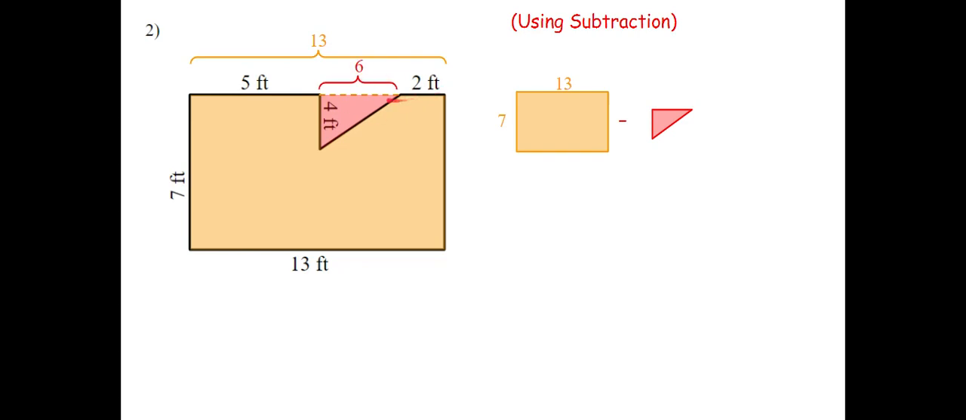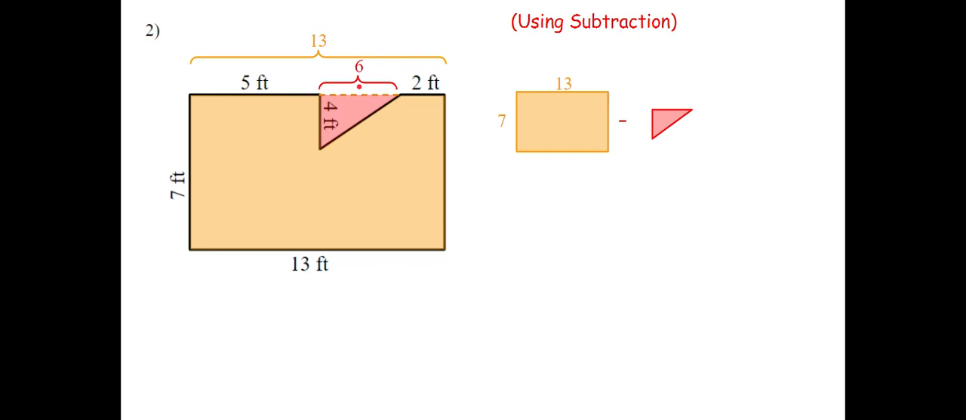Because if you add this whole side together, it should equal 13. 2 plus 6 is 8. 8 plus 5 is 13. Always double check yourself, because sometimes some people just do 13 minus 5 and put 8 here. Well, don't forget there was a 2 here as well. So always double check. This plus this should equal the whole total side length, which should match this side length.